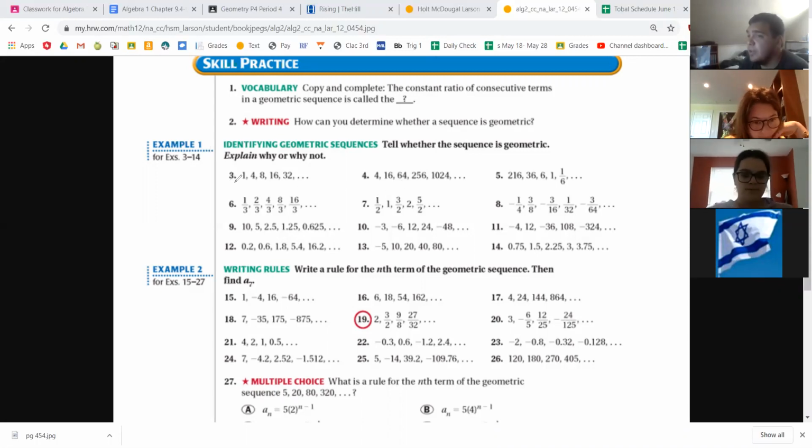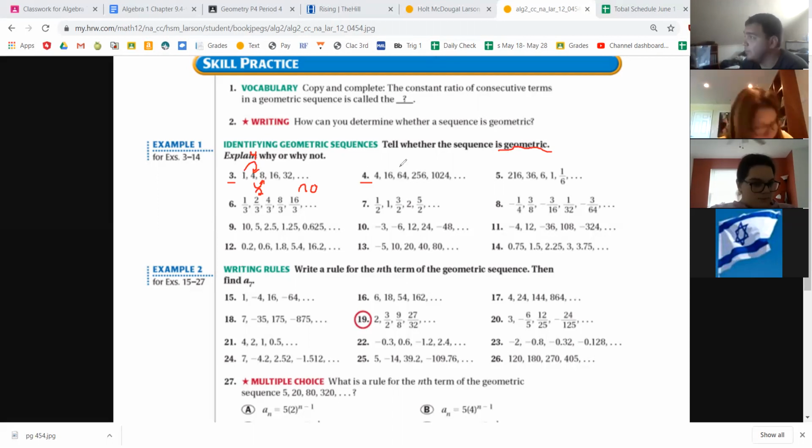But number 3 is going to be, we're going to look, 1 to 4. So we could kind of tell that's times 4. But 2 to 8 is times 2. So even though they're multiplying, they're not the same. So because it's not the same, this is not geometric. So is this geometric? No. They're not the same. Okay?